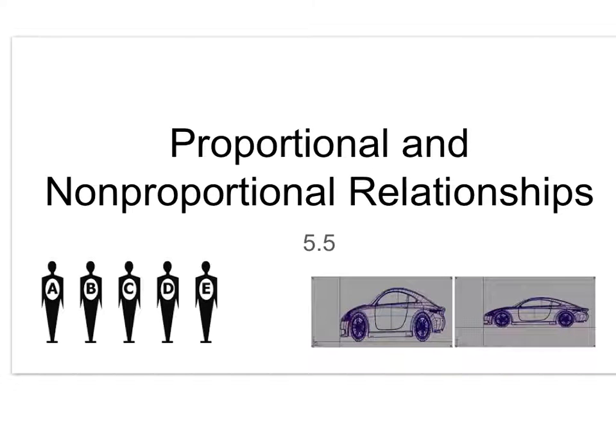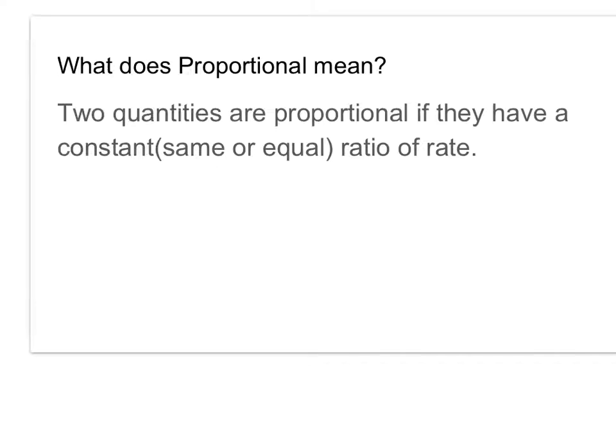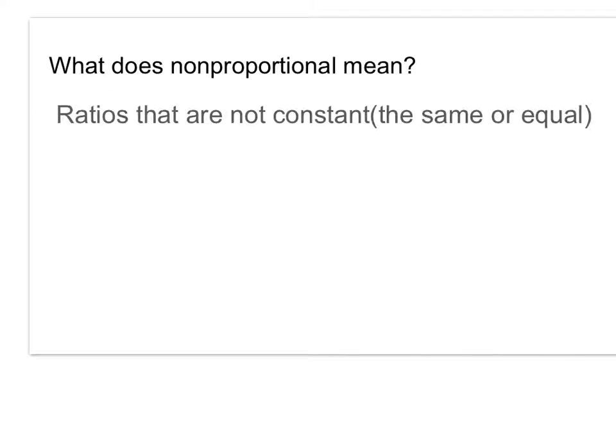Alright, our next lesson is proportional and non-proportional relationships. What does proportional mean? If two quantities are proportional, they have a constant ratio or rate. Constant is another way of saying same or equal. Non-proportional means ratios that are not constant, so they're not the same, they're not equal.